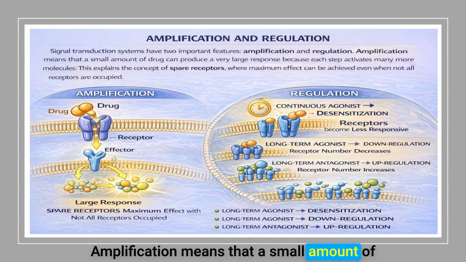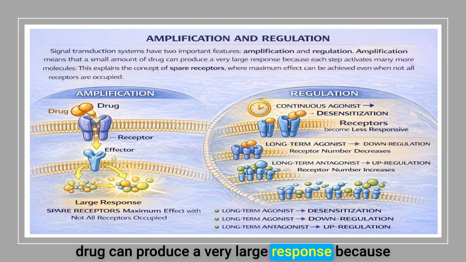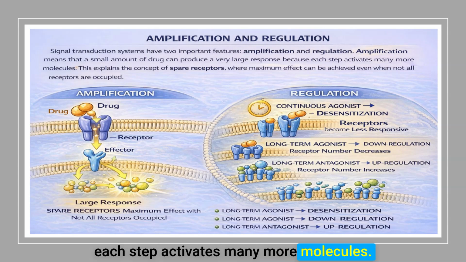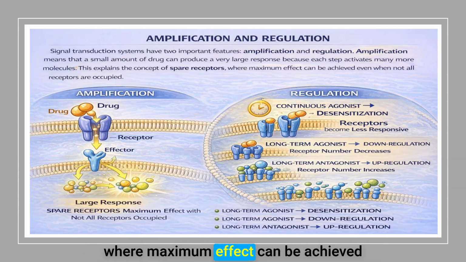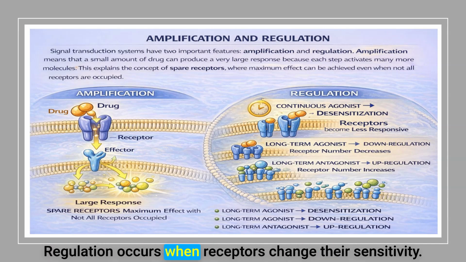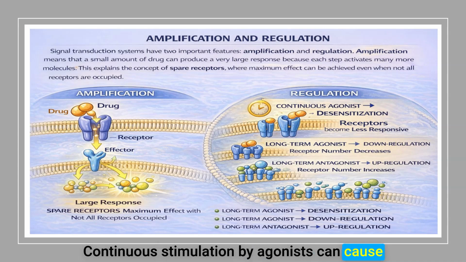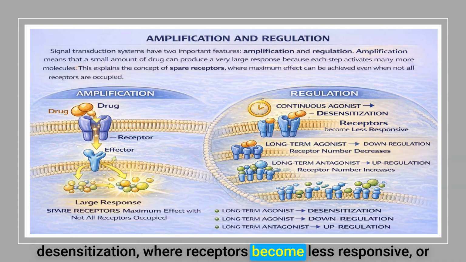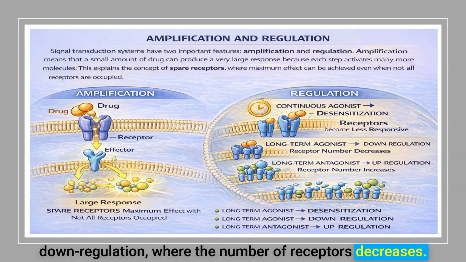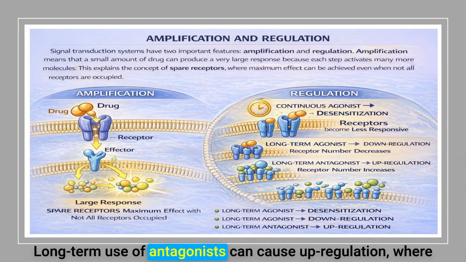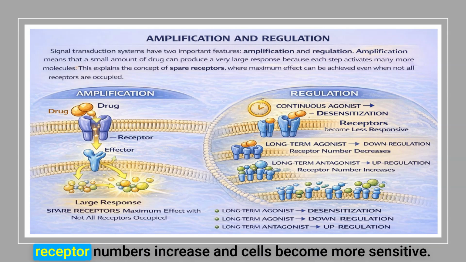Amplification means that a small amount of drug can produce a very large response because each step activates many more molecules. This explains the concept of spare receptors, where maximum effect can be achieved even when not all receptors are occupied. Regulation occurs when receptors change their sensitivity. Continuous stimulation by agonists can cause desensitization, where receptors become less responsive, or downregulation, where the number of receptors decreases. Long-term use of antagonists can cause upregulation, where receptor numbers increase and cells become more sensitive.